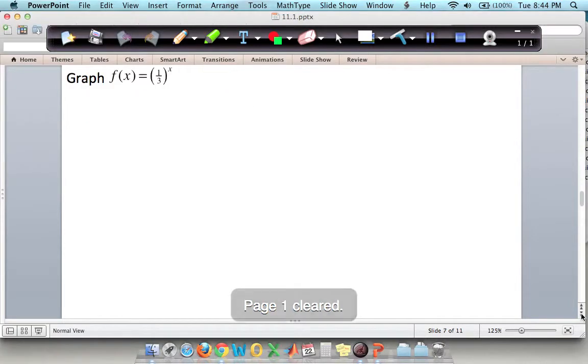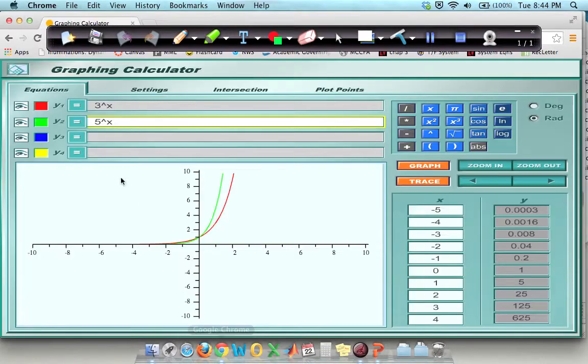Okay, so let's do the same thing, graph, except (1/3) to the x. So instead of a whole number, I'm going to clear these. And make sure you put your 1/3 in parentheses to show all of that is raised to this power. I'm going to go ahead and graph it.